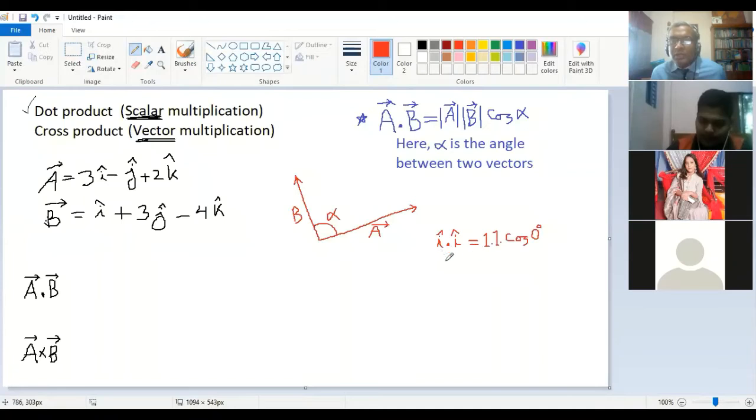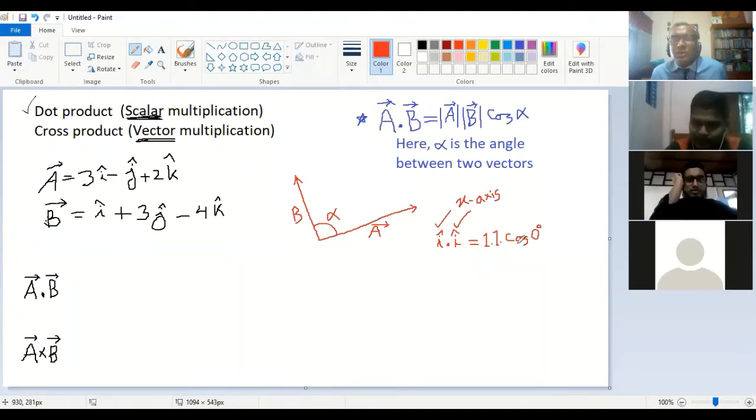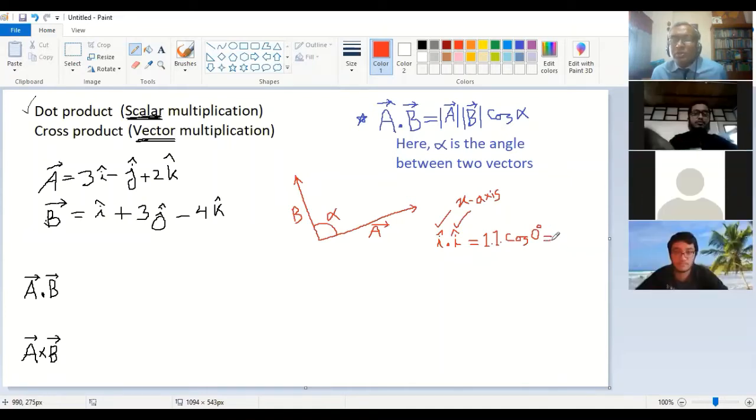So both are on the same axis. Okay, this one is the x-axis, this one is also the x-axis. So they are going in the same direction. That means the angle between these two is 0 degree. So it is cos 0 degree. What is the value of cos 0 degree? Cos 0 degree is 1. So finally it will be 1, because 1 into 1 into cos 0, that is 1 into 1 into 1. So it is 1 finally.